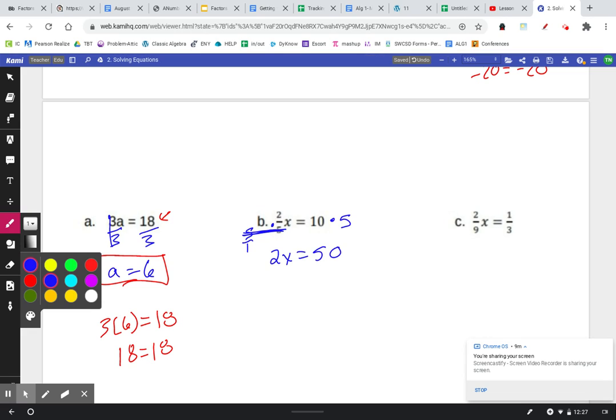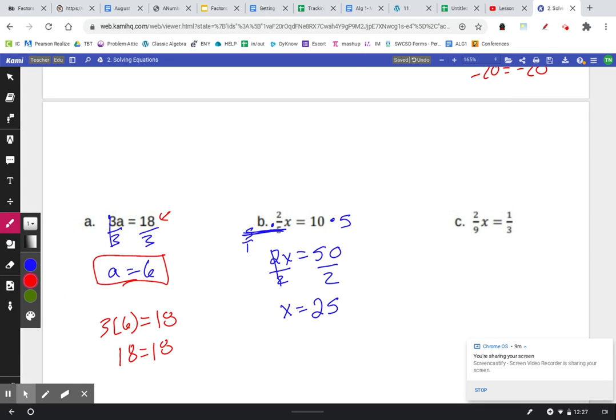Okay, x is not by itself yet. I don't have variable equals number yet. I have a coefficient of 2 in front of my variable. So to get rid of that 2, it's multiplying. I'm going to go ahead and divide, right? 2 divided by 2, 50 divided by 2. 2 divided by 2 is 1. 1x is left. 50 divided by 2 is 25. Okay, so I'm left with x equals 25. That's the look I'm looking for.